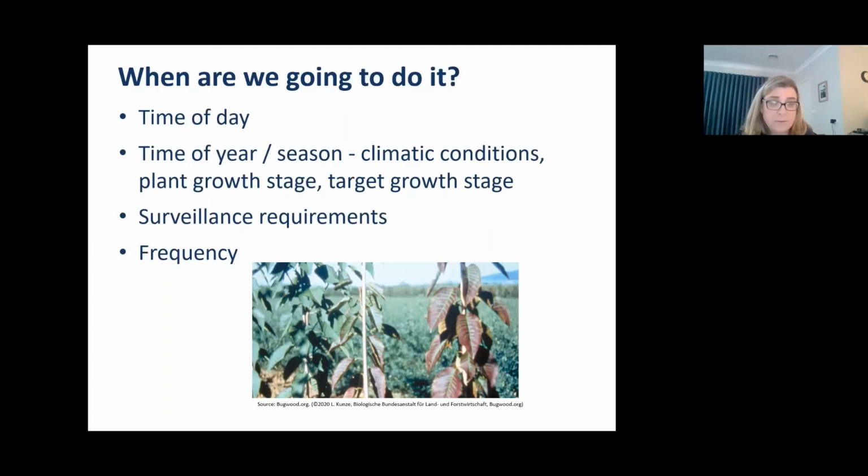And then we've got frequency. How often are you going to do your surveillance and how many times? So to prove and maintain freedom, you might decide that you need to do surveillance annually. Whereas to follow up on an investigation in response to a detection in another state, you might just need to do the surveillance once to prove that it's not present where you're looking.